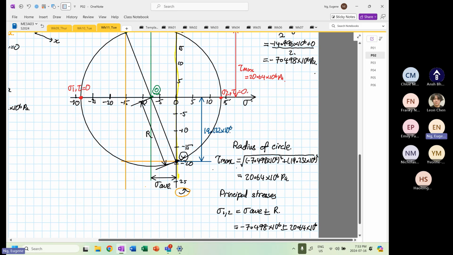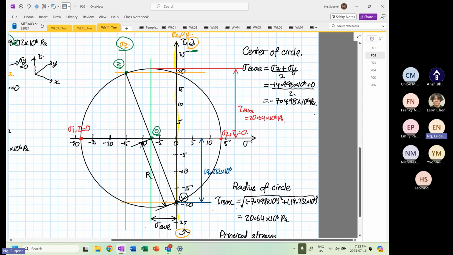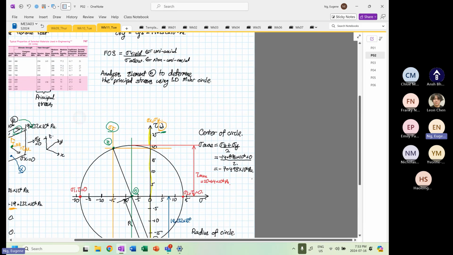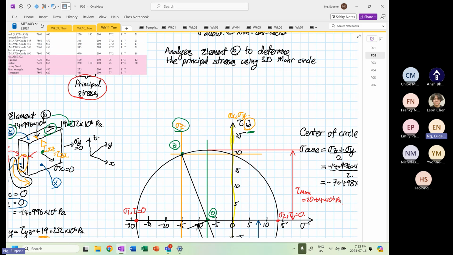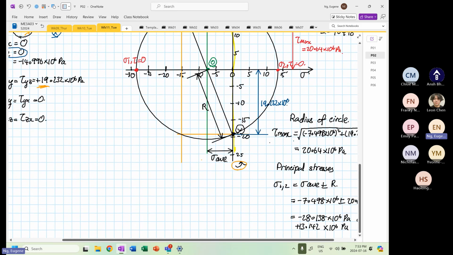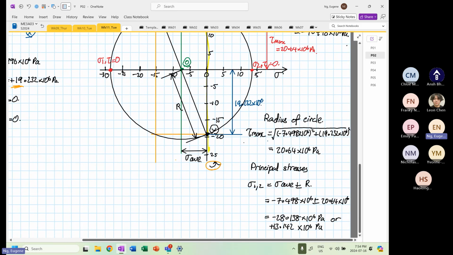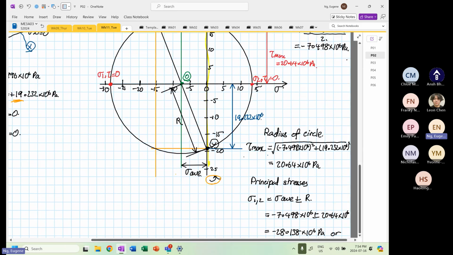And these are the two critical points. Why are they critical? Because these are our what? Principal stresses. Principal stresses is when the shear stress is equal to what? 0. Okay. So we know one is minus 28.138 and the other one is 13.142.